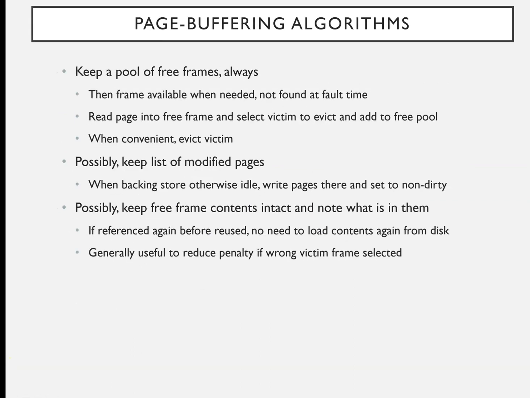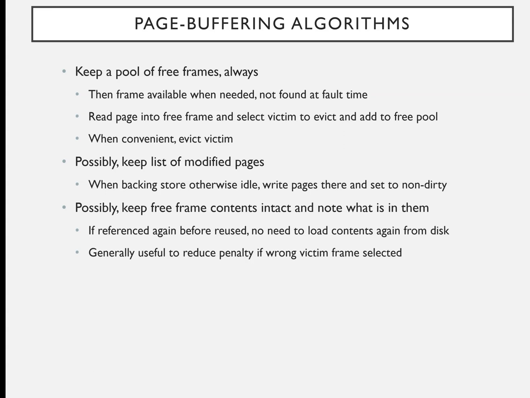So for page buffering algorithms, we should always keep a pool of free frames. Then, when we have frames that are available, we don't have to go into a fault state. And then we can read the page into a frame and select the victim to evict and add to a free pool. When convenient, evict the victim.